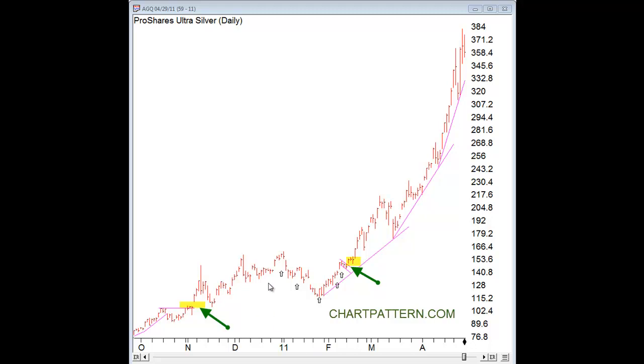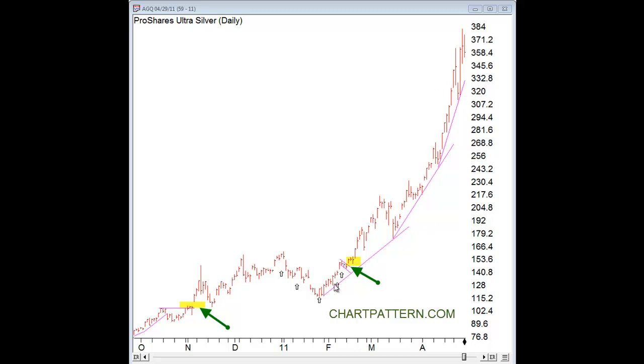You'll notice down here at the bottom, the bars are smaller. And up here, you notice these wide, loose bars. The difference here is when price gets extended like this and bars are wide and loose, you need to be looking for when a top could occur.